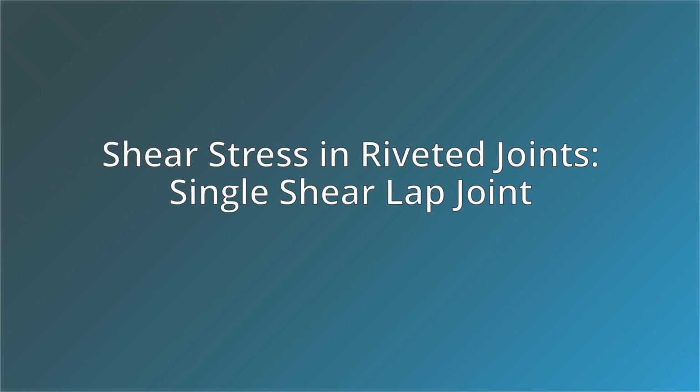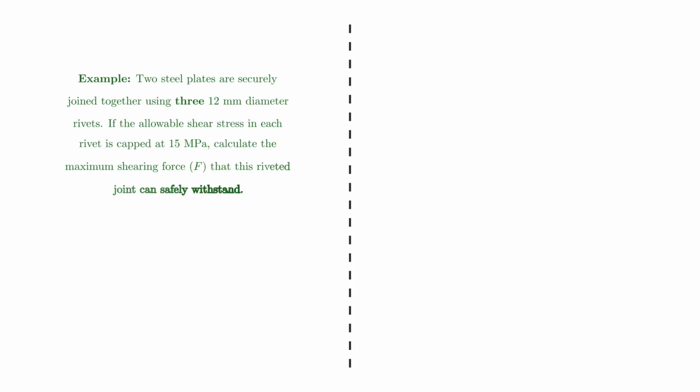In this video, we're calculating the shear stress in a riveted lap joint. In this example, we have two steel plates secured together by three 12mm diameter rivets. The allowable shear stress for each rivet is capped at 15 megapascals.